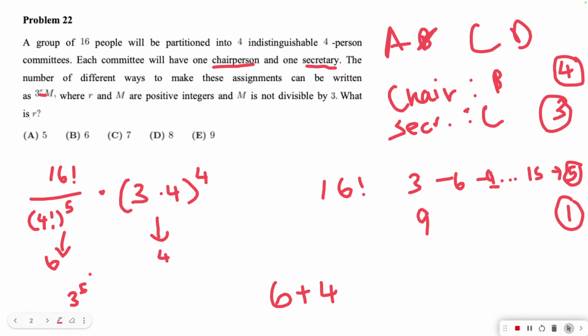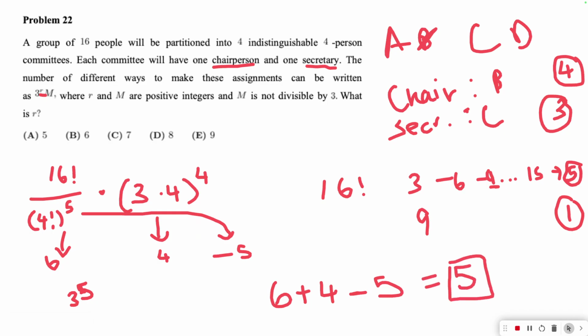And because when you divide by a power of 5, you have to subtract 5 from the exponent. So there we would be getting rid of 3 to the power of 5. Okay, so that would lead to minus 5. So you would just add these all up: 6 plus 4 minus 5. And you would get that there are 5 total multiples of 3 in this problem.